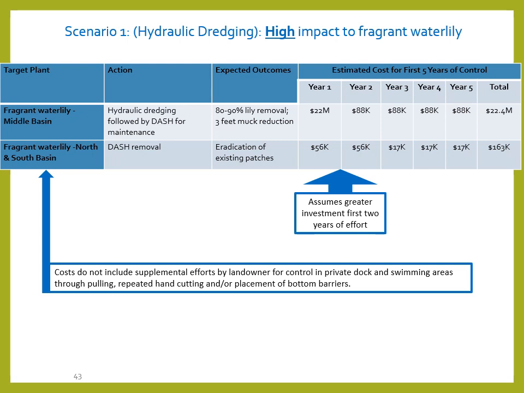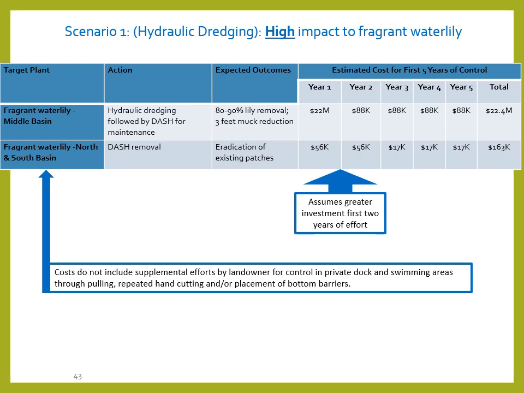Following dredging, it is assumed that diver-assisted suction harvesting, or DASH, would be used to remove errant plants near submerged structures such as logs. Use of hydraulic dredging is expected to be a one-time event at an estimate of $22 million in year 1, again combined with DASH, and approximately $88,000 per year thereafter to maintain this level of reduced biomass to meet the goal of 80 to 90% reduction of fragrant water lily.